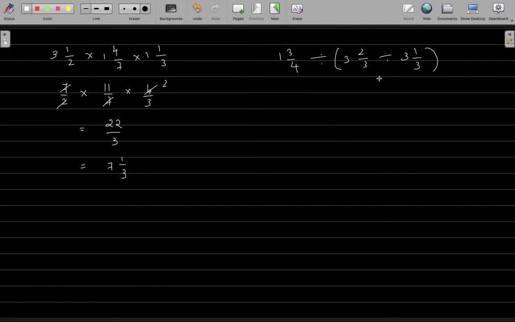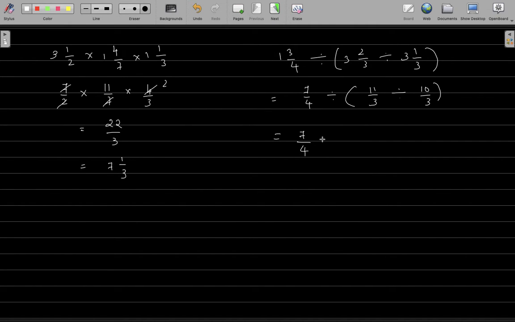Let us see this question where we have three terms and we are dividing all the three terms together. So how are we going to solve this? We are first going to convert these mixed fractions to their improper fractions. So what is 1 3 by 4? 1 3 by 4 is 7 by 4, divided by 3 2 by 3 is 11 by 3, divided by 3 1 by 3 is 10 by 3. Now whenever we are given an expression with some brackets, first we solve the expression that is within the brackets. So let us first solve that.